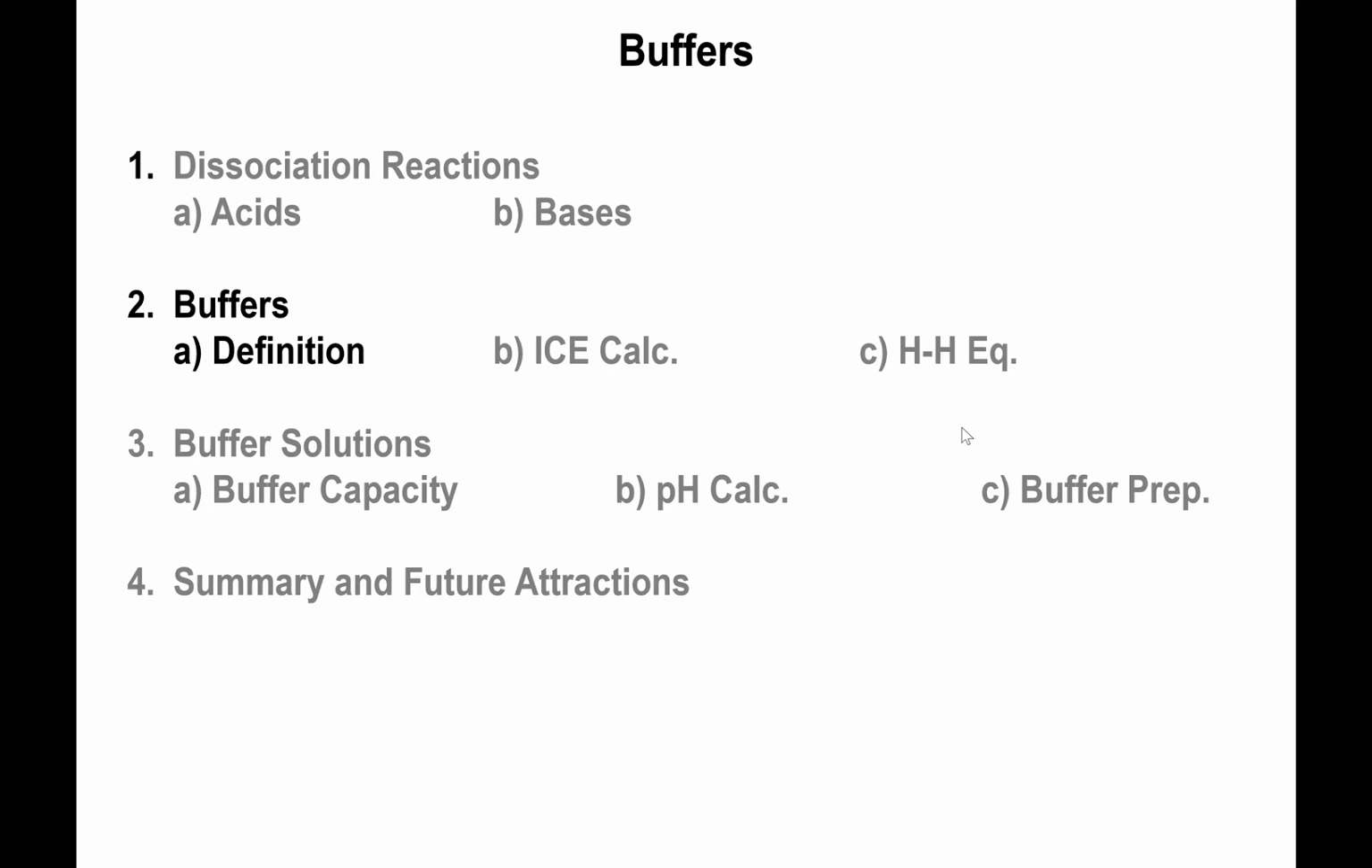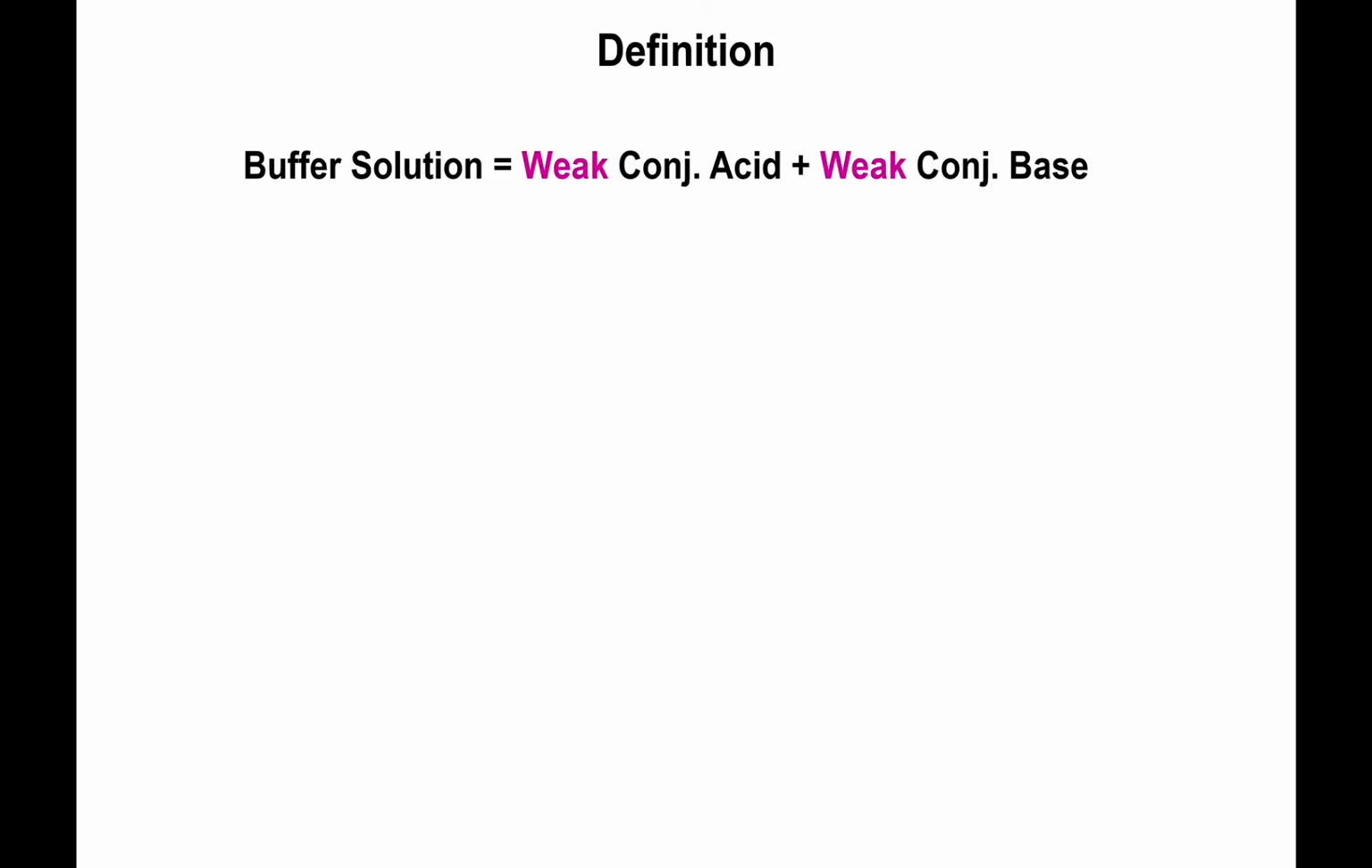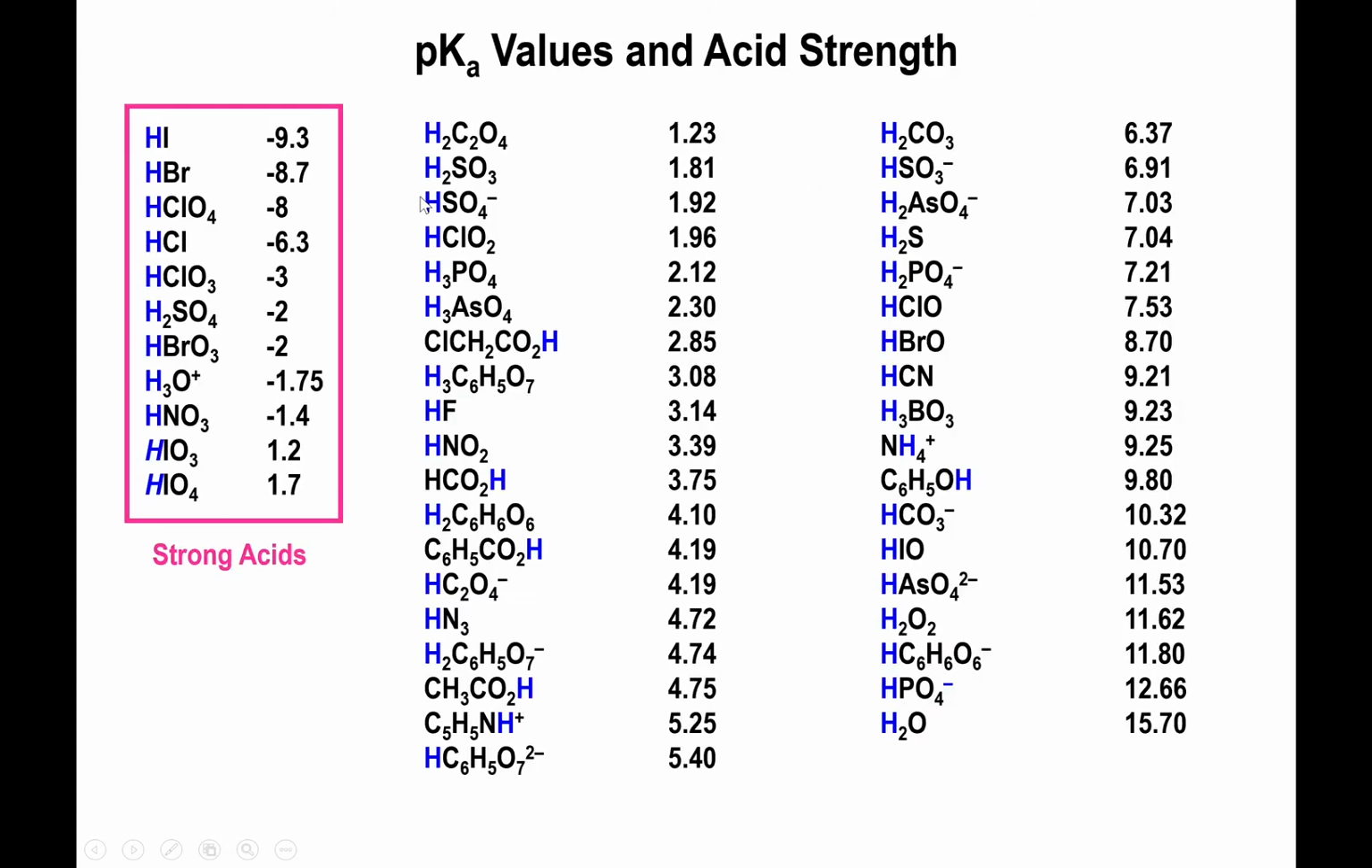All right, let's talk about buffers. The definition of a buffer is that of a solution that contains a conjugate acid along with its conjugate base. But in addition to having both of the conjugate pairs in the same solution, they both need to be weak. That is the definition of a buffer.